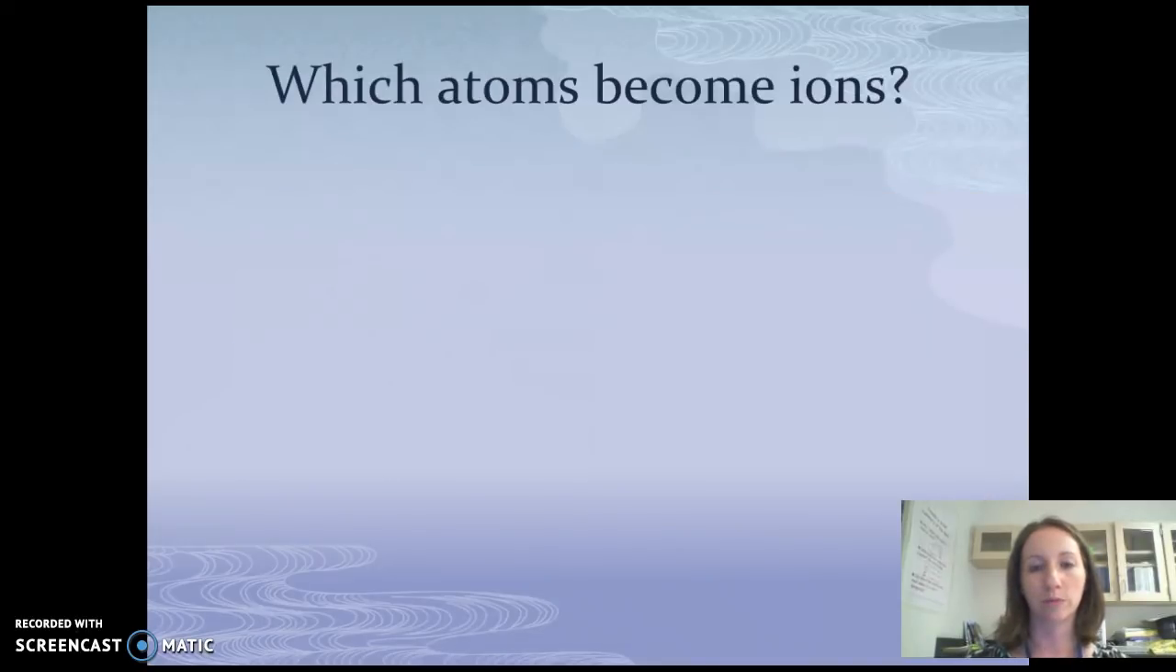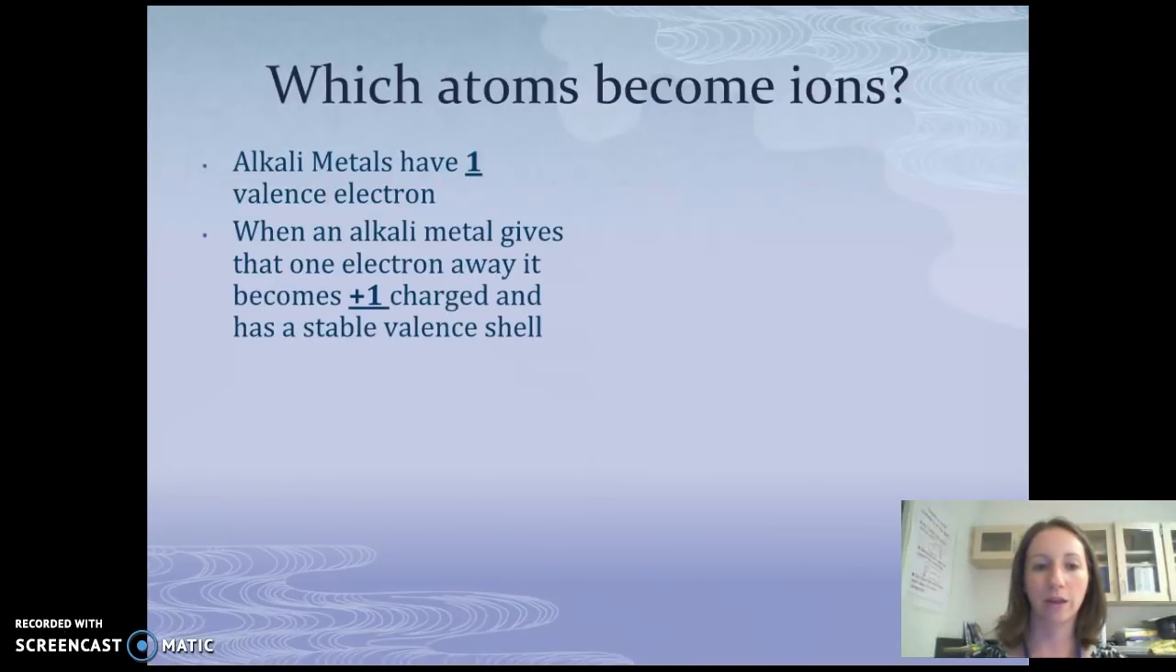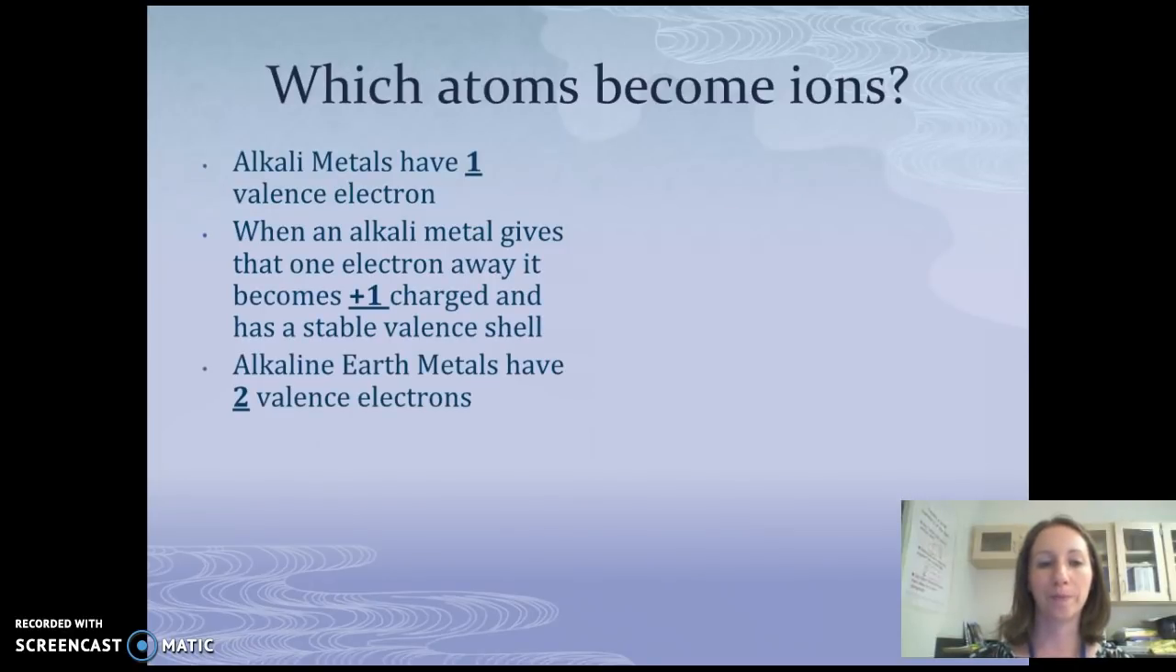So which atoms become ions? Alkali metals have just one valence electron, right? We talked about this in class. It's much easier for them to just dump that one electron so that they don't have an unfinished outer shell. And when they do that, they become positively charged, or +1 charge, because they're just dumping one electron. So they end up with a +1.